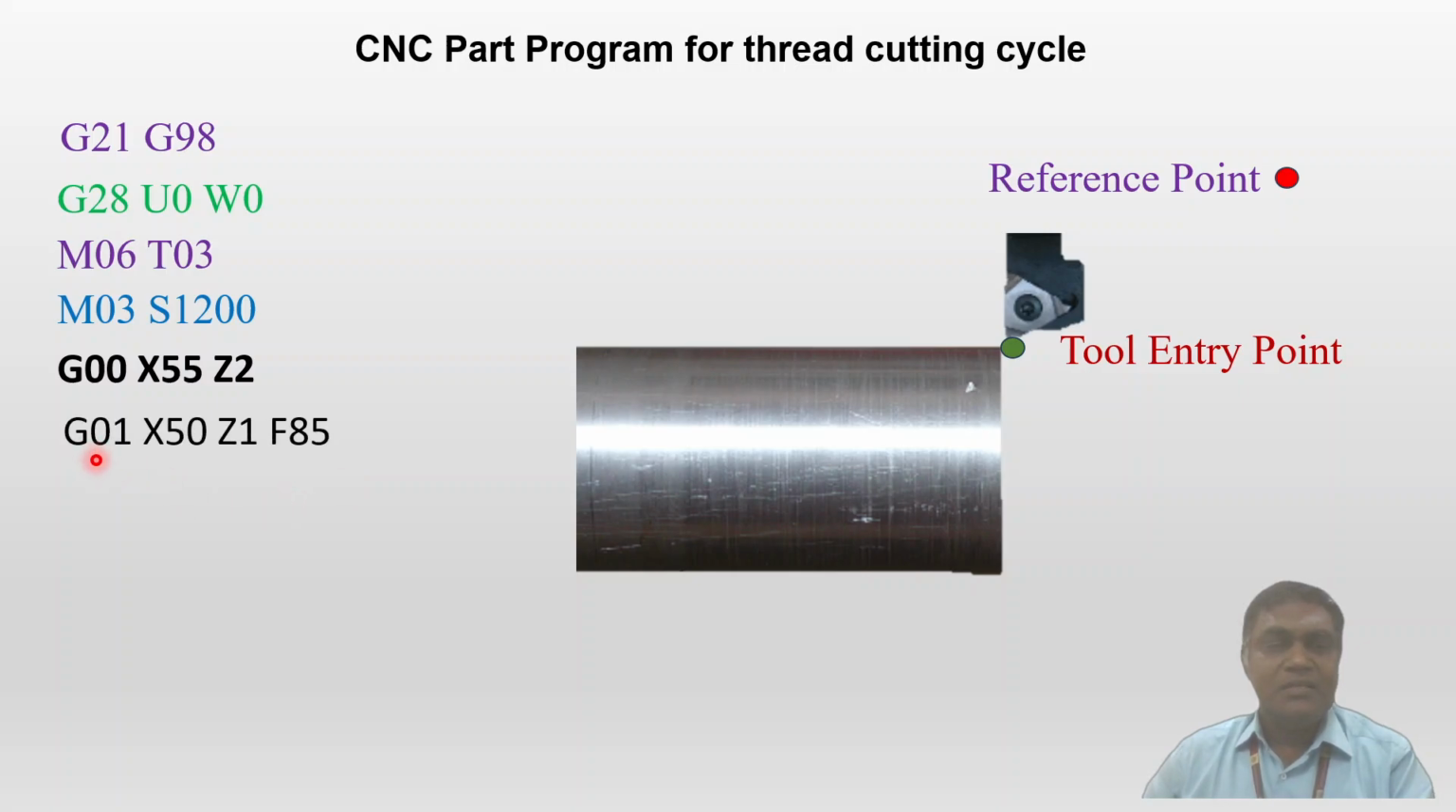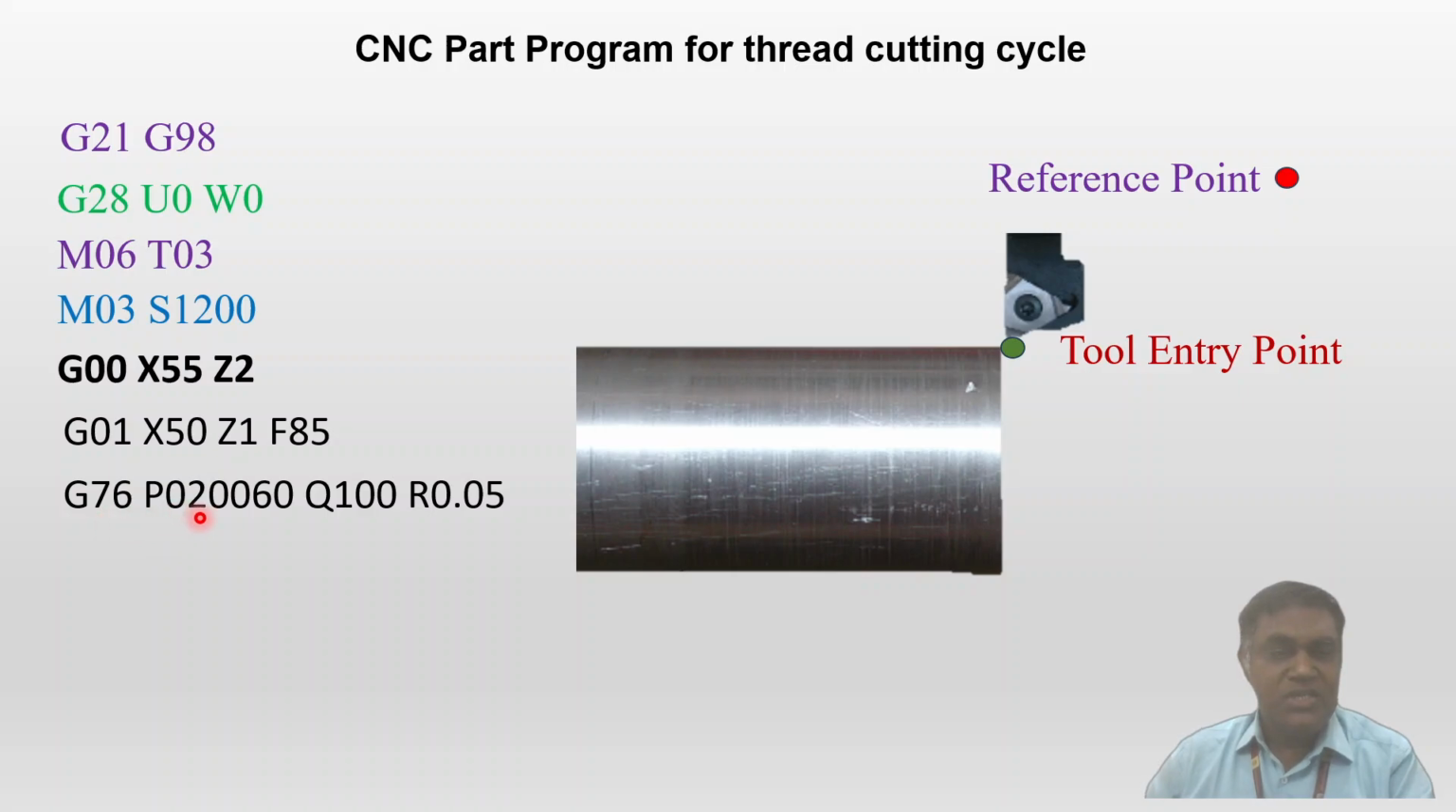So next, send the tool to the point with G01, which is linear motion, to X50, the exact diameter of the workpiece, and Z just 1 mm away from the workpiece with a feed of 85. Now the thread cycle starts.